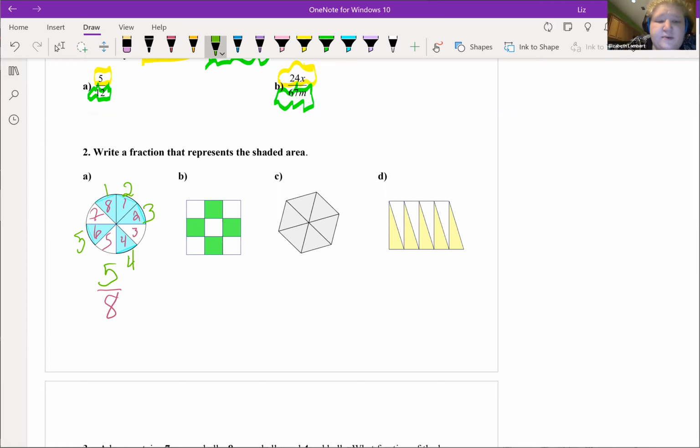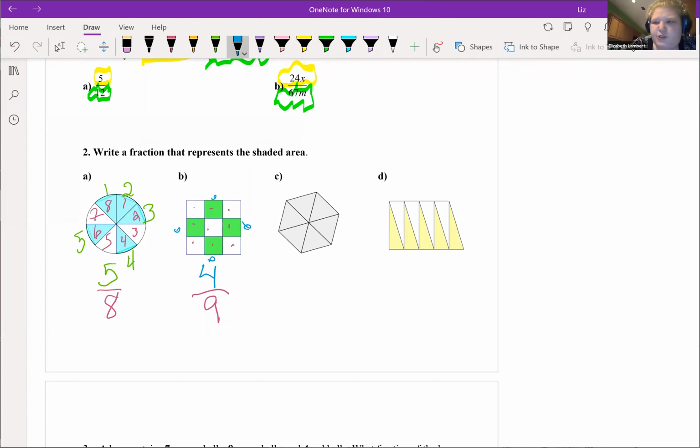All right, so same idea on B. I need to know the size of the parts. And you don't have to write the numbers. A lot of times I just put dots as I count. 1, 2, 3, 4, 5, 6, 7, 8, 9. So they each have 1 dot and only 1 dot, so I've counted them all exactly once. So there are 9. And then we count 1, 2, 3, 4. 4 of them are colored in. So the shaded colored part represents 4/9.